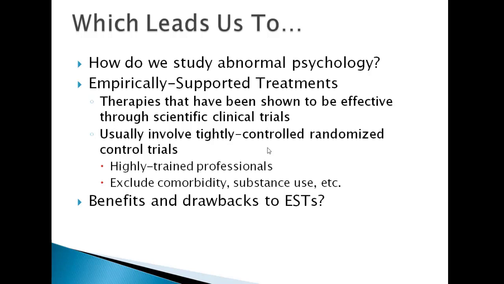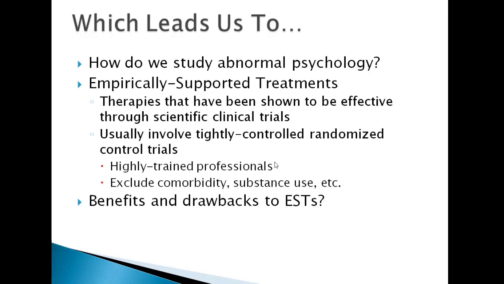So this is abnormal psychology. We're going to talk about a lot of different diagnoses. We're going to talk about the research that's been done on various treatments. The vast majority of the treatments you're going to find have been researched using empirically supported treatments. This means basically that we tightly control for everything. We bring in individuals and we give them our treatment. But, for example, they're only allowed to come in contact with highly trained professionals.